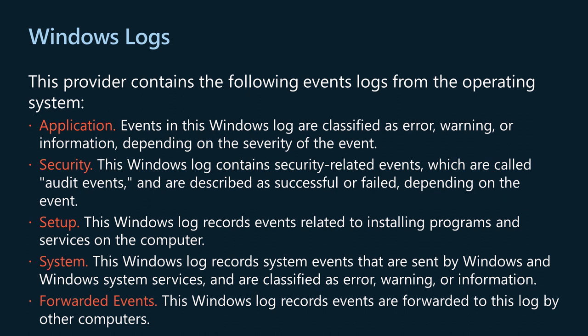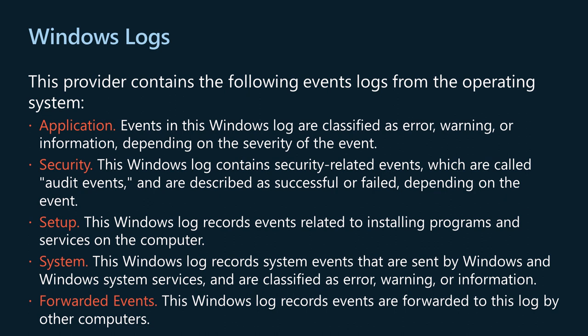Security log. This Windows log contains security-related events, which are called audit events and are described as successful or failed, depending on the event, such as whether a user's attempt to log on to Windows was successful. Setup log. This Windows log records events related to installing programs and services on the computer. Computers that are configured as domain controllers have additional logs displayed in this category.